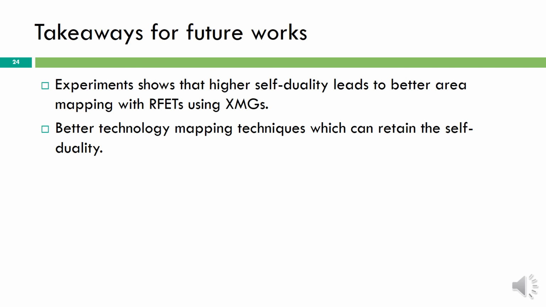The takeaway for future work is that experiments require better technology mapping techniques which can retain the self-duality during the technology mapping phase as well. And then we can see that conversion of XMGs or MIGs to AIGs actually downgrades this, where the self-duality can be further lost.